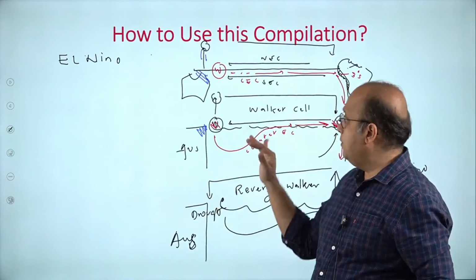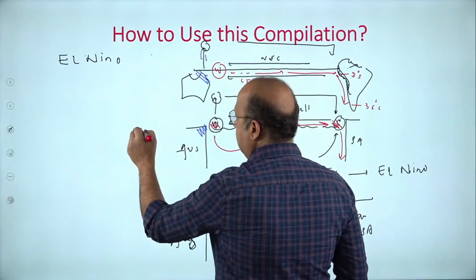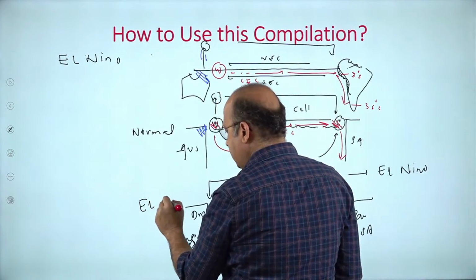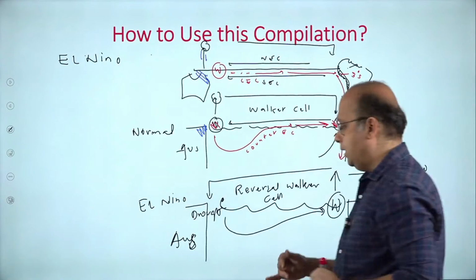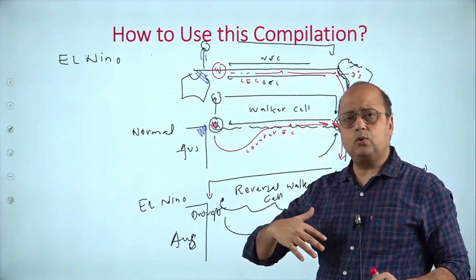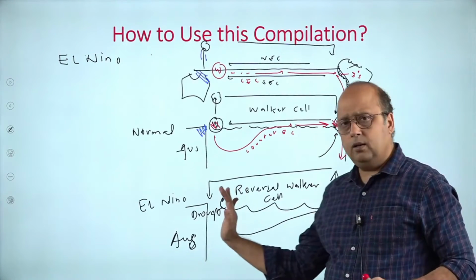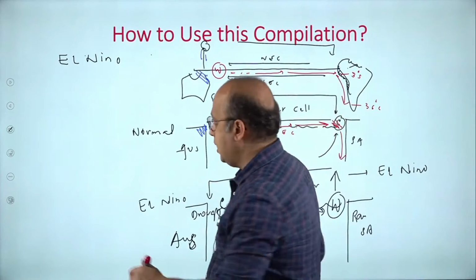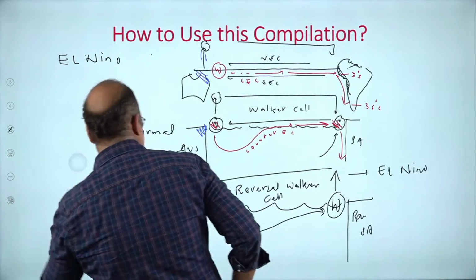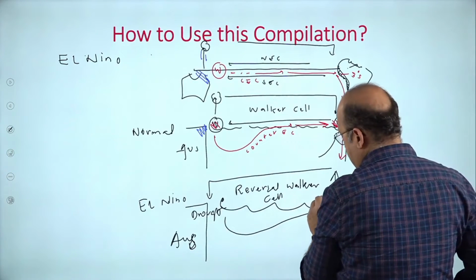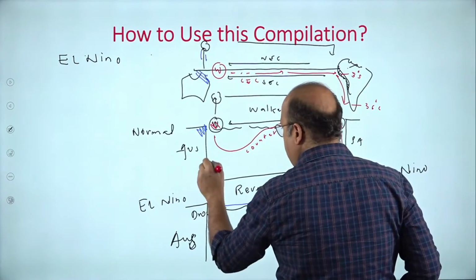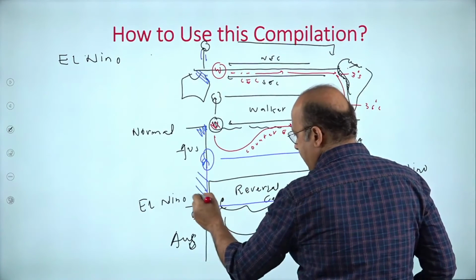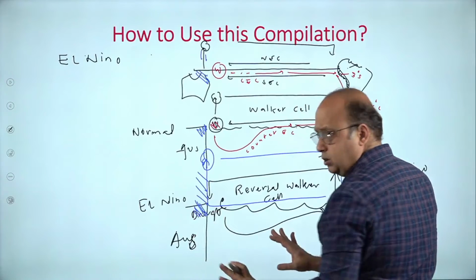So this is a normal condition, and when the Walker cell is reversed, that is an El Nino condition. Now in the next year, what happened? The trade wind becomes so strong that it moves backward and makes this normal cell an excessively strong cell. So in the next year, the Walker cell becomes excessively strong, and due to this it gives more than the usual rain in Australia.